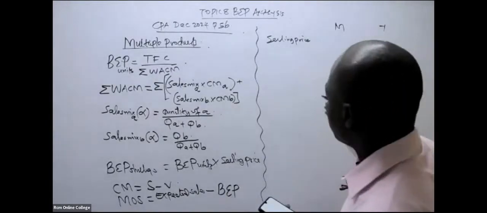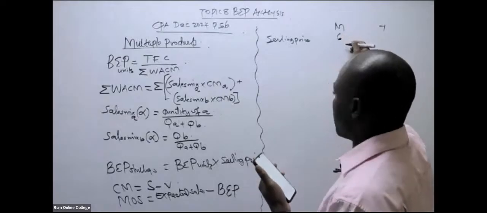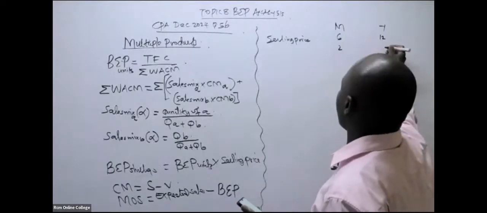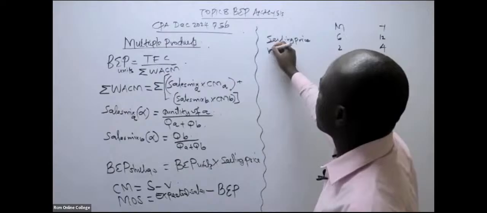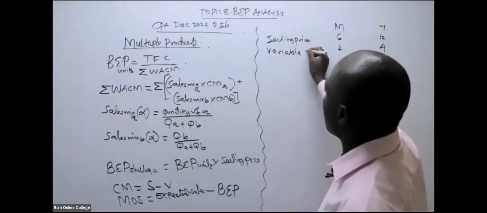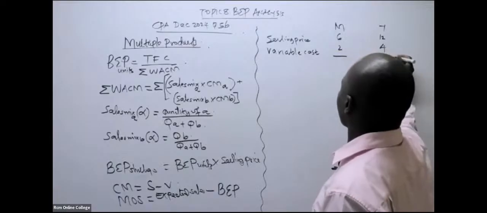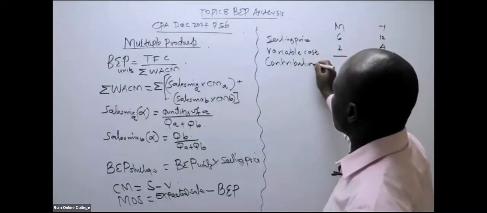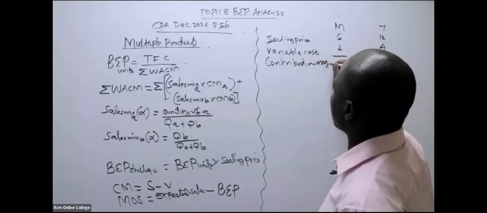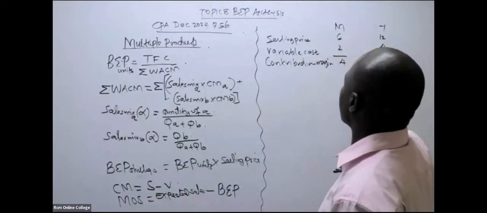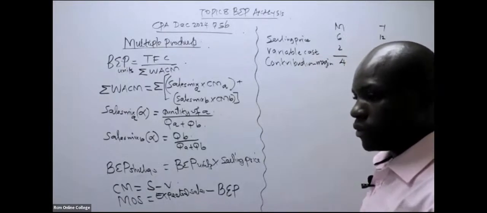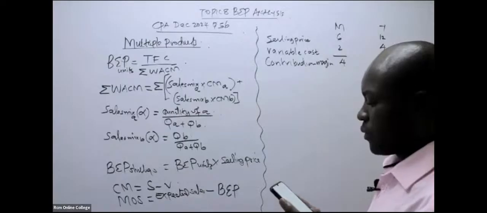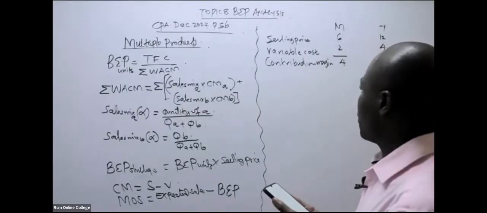So are we given selling price? Selling price for product M is 6, that is per unit of M. Then we have 12 here. We have 2, we have 4. That is a variable cost. Then to that, we'll be having what we call contribution margin. So contribution margin, this will be 4. Yes, selling price is 6. Good. So having done that, we have our contribution margin.